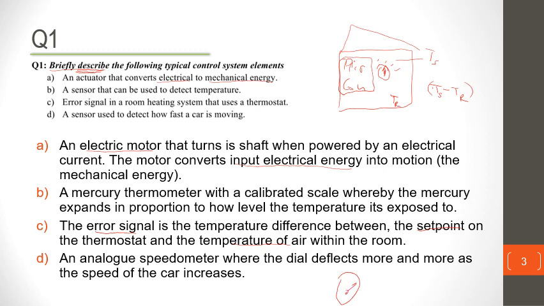So the speedometer, which will show the different speeds of the car. The dial will turn based on how fast the car is moving, whereby the dial deflects more and more as the speed of the car increases.